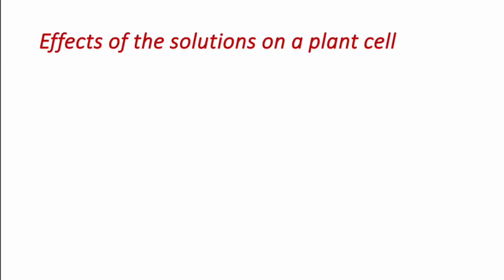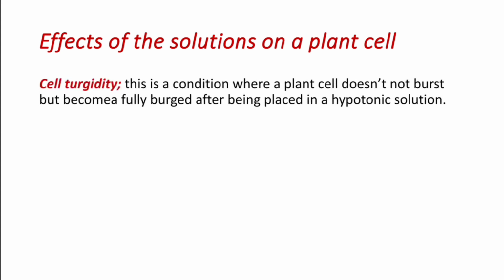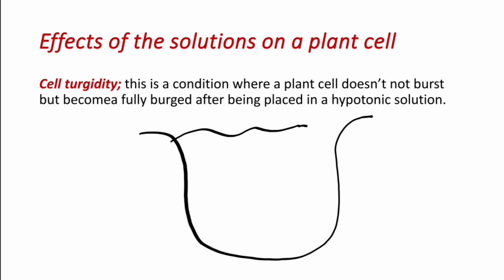All right, now let's look at the effects of the solutions on a plant cell. It is the same thing, but the names of the conditions are different. Cell turgidity is a condition where a plant cell does not burst in this case, but becomes fully bulged after being placed in a hypotonic solution. So if you put a plant cell in a hypotonic solution, what will happen? It will gain water, because a hypotonic solution has more water molecules compared to the cell.